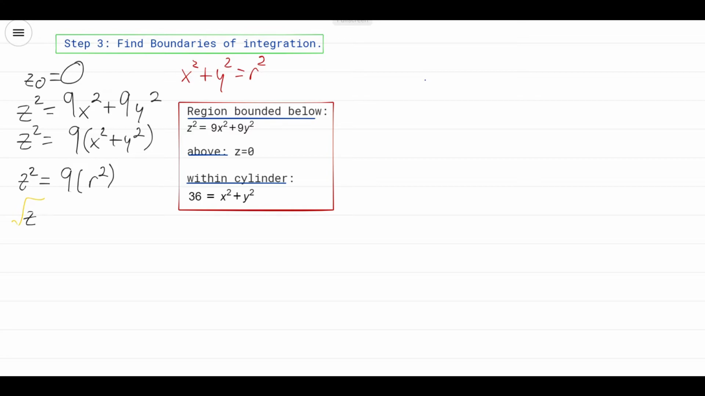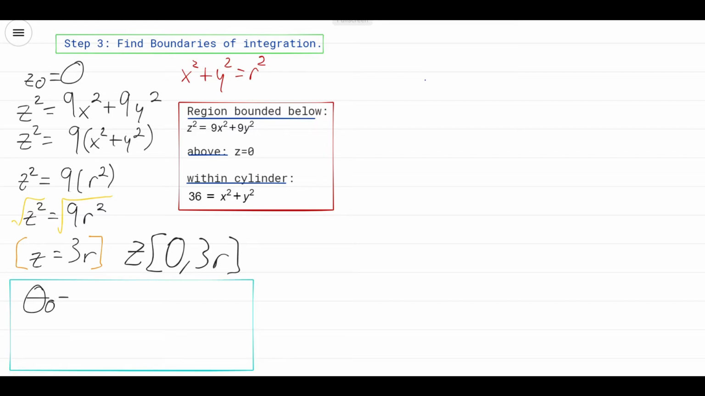And we can take the square root of z squared and the square root of 9r squared. So when we do that, z is equal to the square root of 9r squared. The square root of 9 is 3, and the square root of r squared is r. So z, the upper bound, is equal to 3r. So our z bounds are from 0 to 3r.